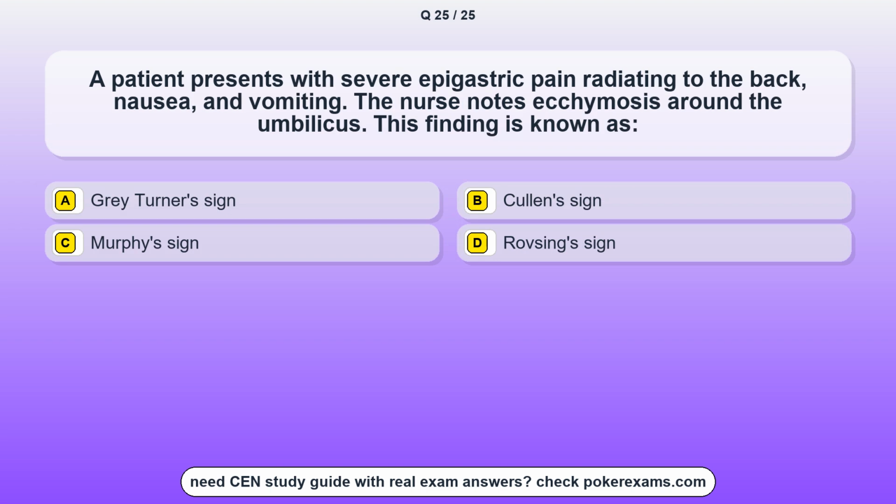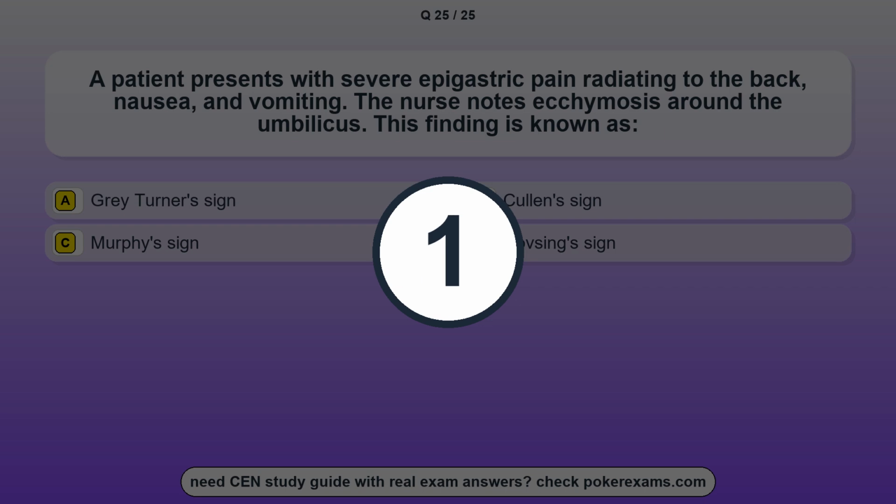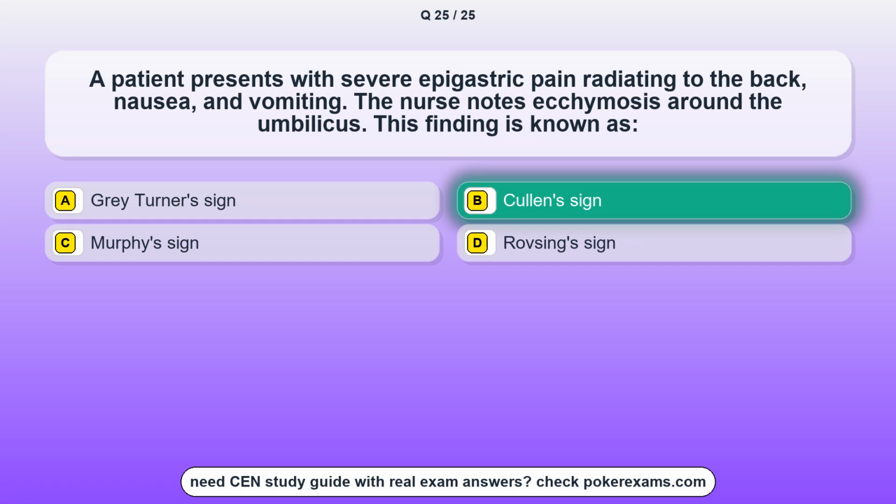Question 25. A patient presents with severe epigastric pain radiating to the back, nausea, and vomiting. The nurse notes ecchymosis around the umbilicus. This finding is known as Option A, Grey Turner's sign. Option B, Cullen's sign. Option C, Murphy's sign. Option D, Rovsing's sign. The correct answer is Option B, Cullen's sign.